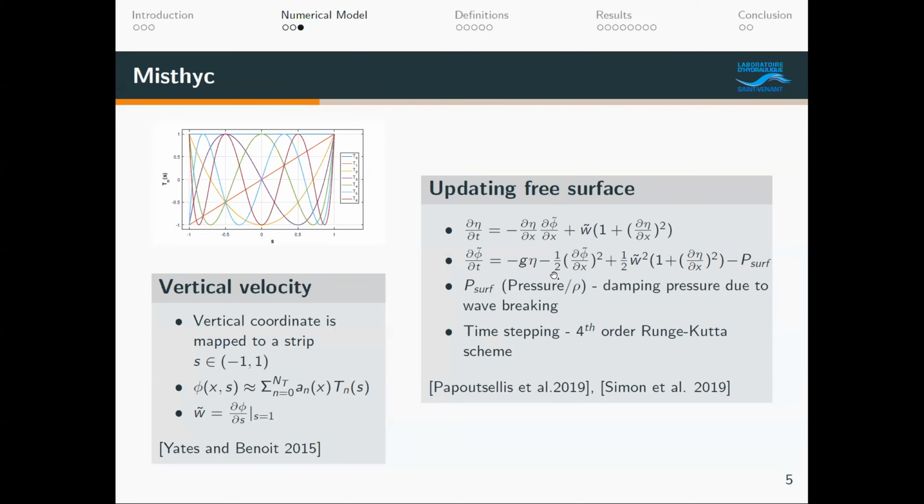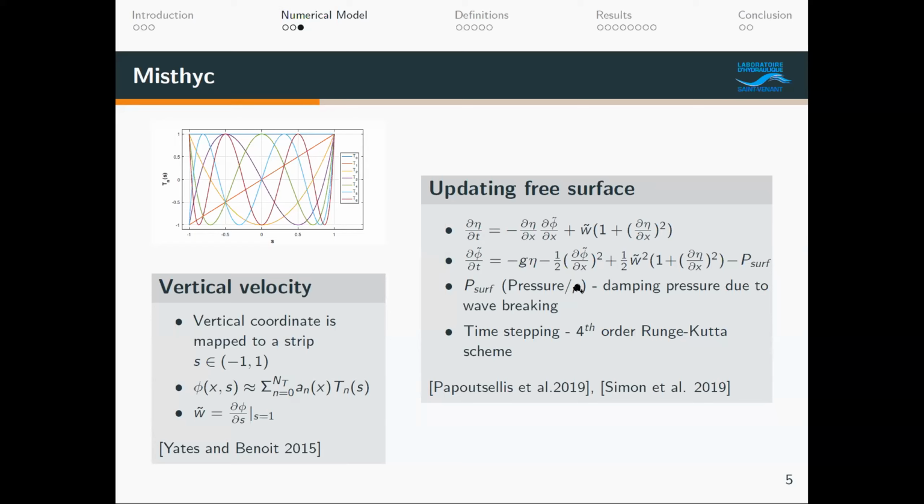The FNPF model that I'm working on right now is called the Mystic model, where the velocity potential phi is resolved into vertical and horizontal components. A spectral approach is used for the vertical, so that the vertical coordinate is mapped into a strip of S varying from -1 at the bottom to +1 at the free surface. Then phi along the vertical is approximated by a Chebyshev polynomial up to an order of NT. We calculate the vertical velocity on the free surface by dou phi dou S at S equal to 1. Then the kinematic and dynamic free surface boundary conditions are reformulated in terms of this W tilde and the other free surface quantities. With this, we march in time to obtain quantities at the next time step, and then we repeat the process.